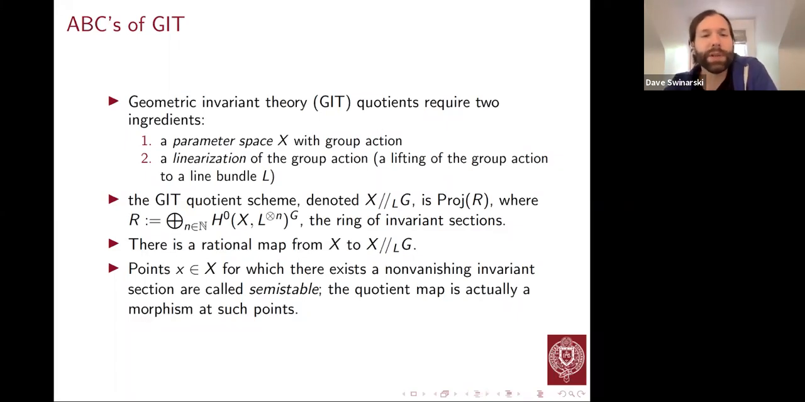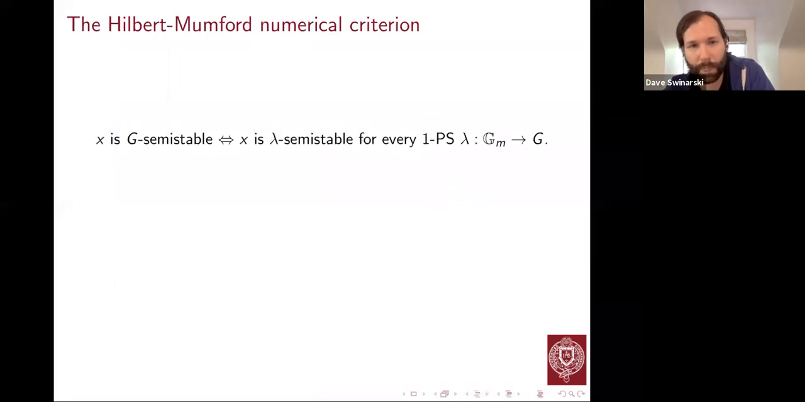Okay, and so when somebody gives you a group action in algebraic geometry, if you're doing GIT, what you look for is a linearization, and then your goal is to describe the semi-stable locus so that you know when this map is actually a morphism. So one tool we have to help us in this analysis is the Hilbert-Mumford numerical criterion. And part of it says that you can test GIT semi-stability by working one parameter subgroup at a time.